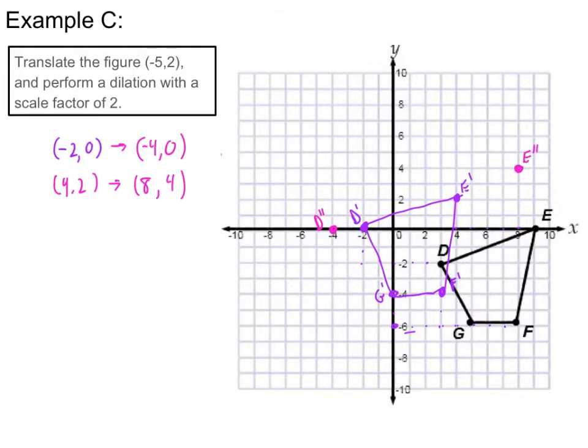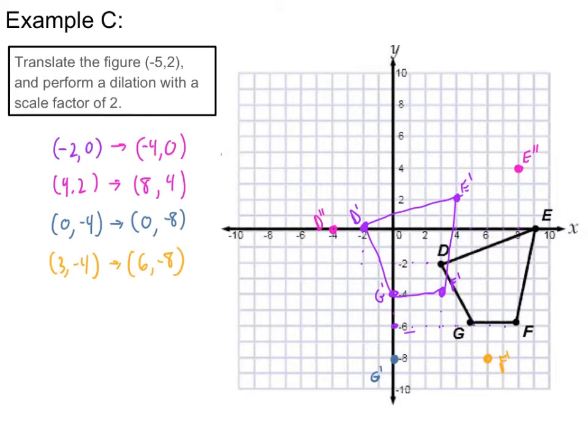Now we're going to do the same thing to G. So our G prime appears to be at 0, negative 4. We're going to multiply that by 2. So 0 times 2 is 0, and negative 4 times 2 is going to be negative 8. So 0, negative 8 for our G double prime. And then F prime appears to be at positive 3, negative 4. We're going to multiply that by 2. So we're going to get positive 6, negative 8, and we've got our F double prime.